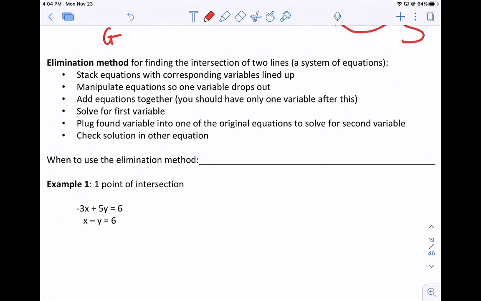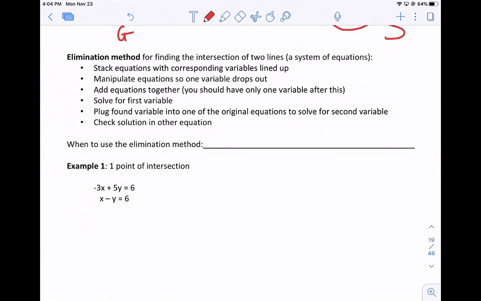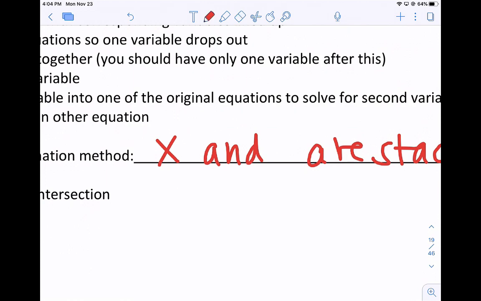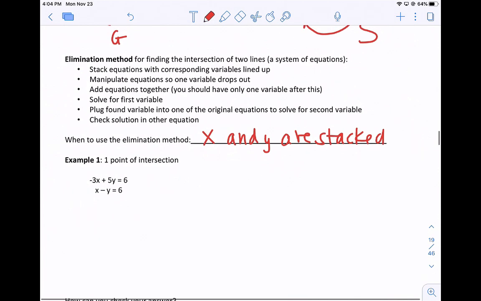So put the x's on top of the x's, the y's on top of the y's. You want to manipulate the equations so you eliminate or drop out one of the variables. You'll add the equations together, solve for your first variable, plug in and solve for your second. So again, you use the elimination method when your variables are stacked. So when x and y are stacked, what I mean by that is they're on the same side of the equation for both equations.